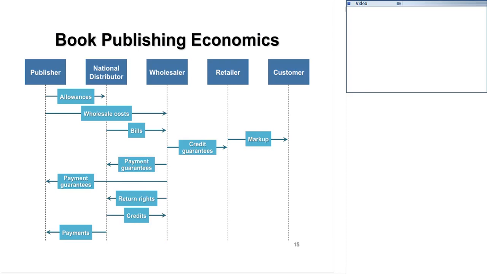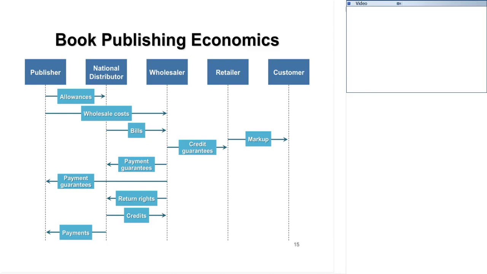I'm going to start on the right. Look at the word markup. The retailer buys the book for a certain amount and marks it up and sells it to the customer. Of course, they're going to have to discount some of that. I'm sure you have all walked in and seen the $5 book bin, the $1 book bin. So the markup doesn't always happen.